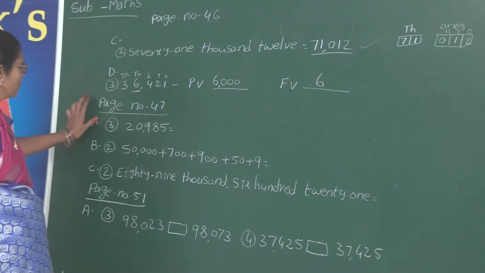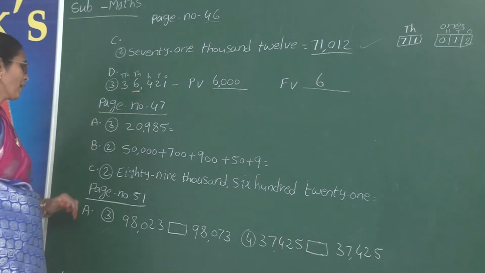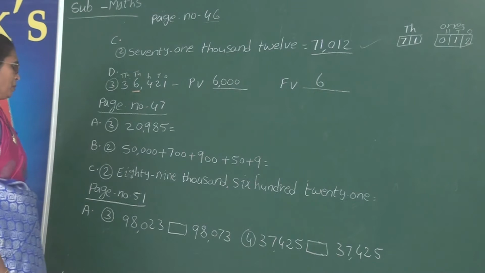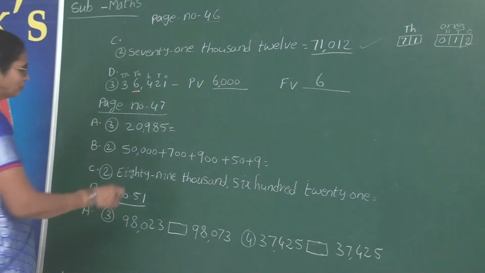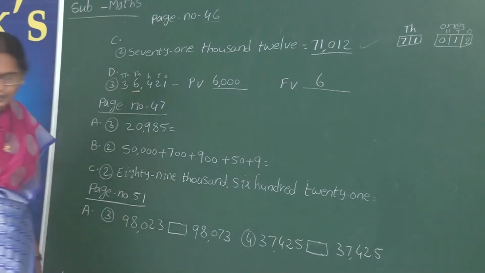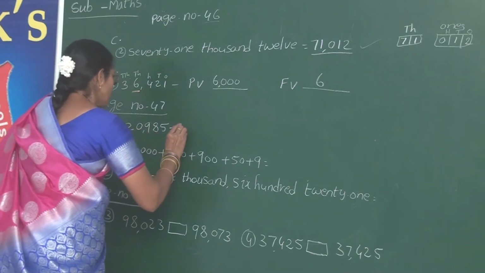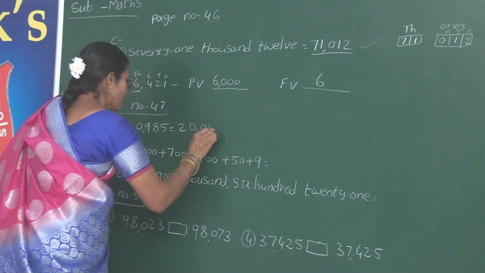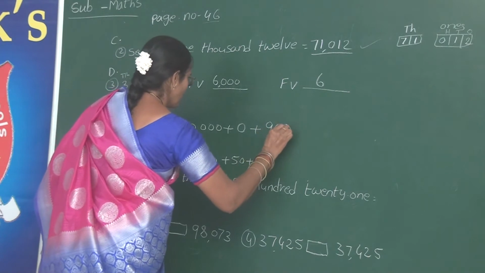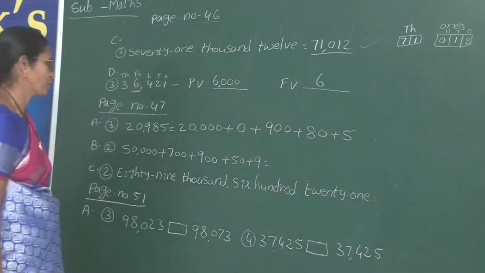You did correct only. Next, come to the page number 47, open. So here, what is the third question? Have you finished this? This is expanded form. So third question again, A Roman, third question, expanded form. Okay now. So first of all, this is 20,000 plus 0, 980 plus 5. This is expanded form.